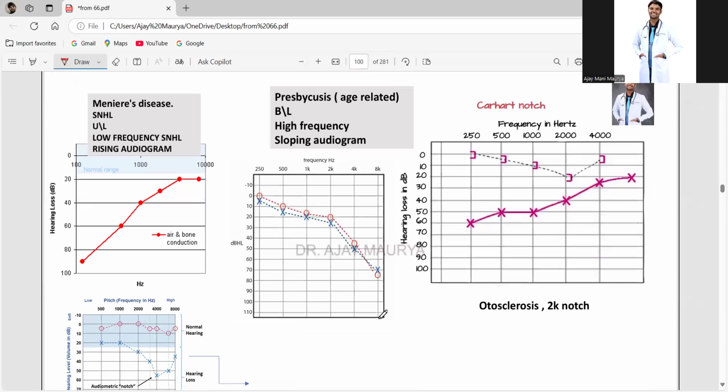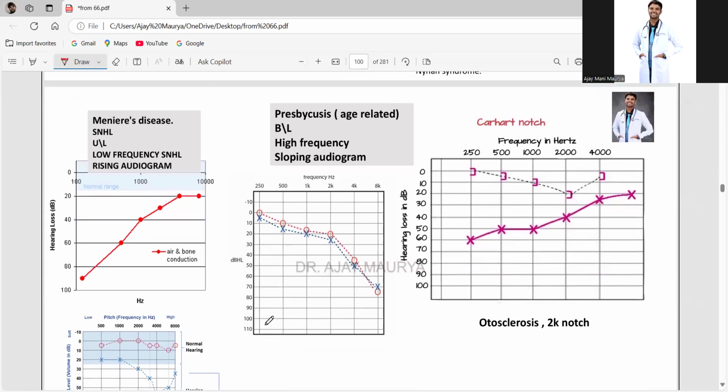Okay, this is from ENT. See here, these are audiograms. This is Meniere's disease, because see here, it is always rising. This is a rising audiogram. Meniere's will always rise.